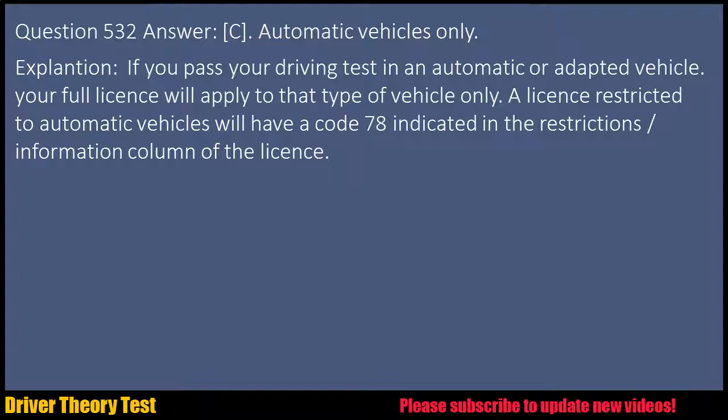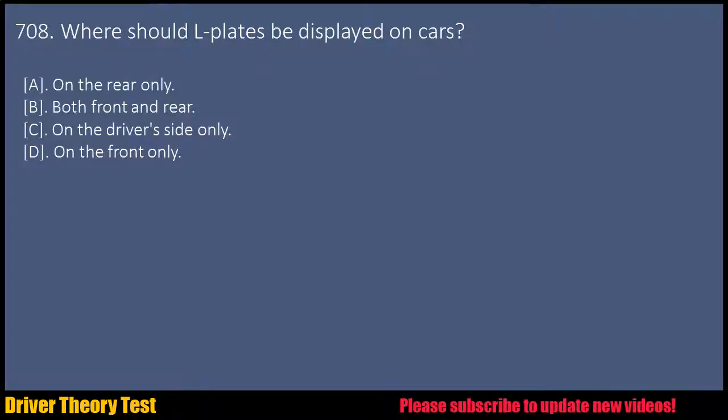Explanation: if you pass your driving test in an automatic or adapted vehicle, your full license will apply to that type of vehicle only. A license restricted to automatic vehicles will have a code 78 indicated in the restrictions information column of the license.